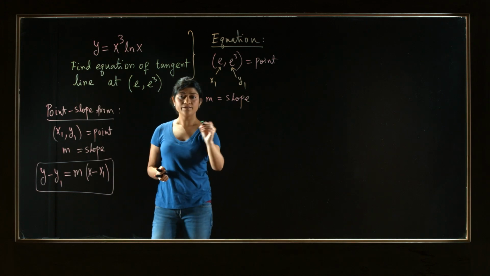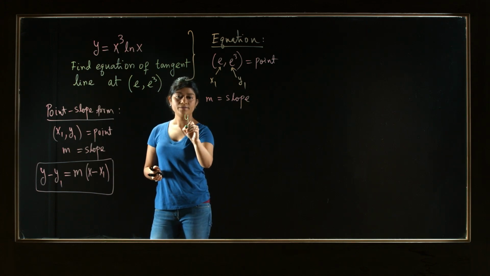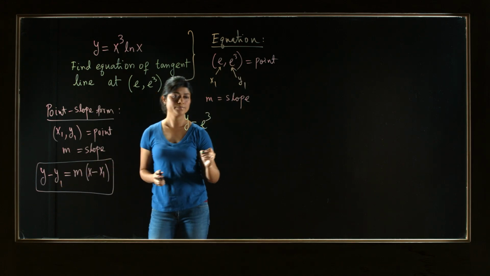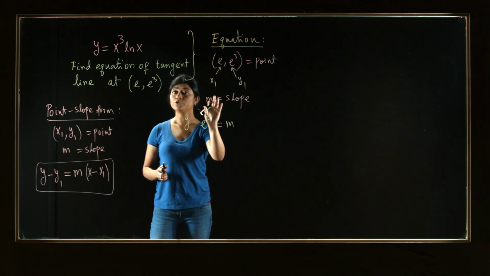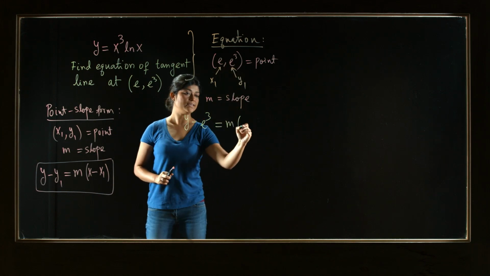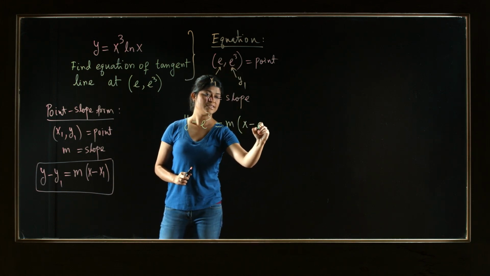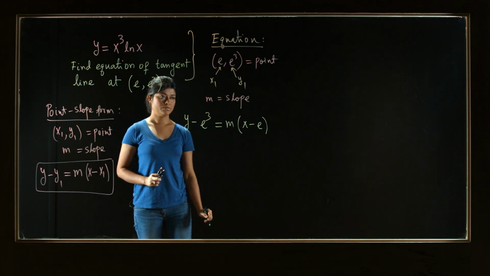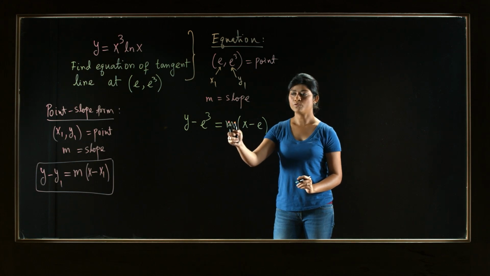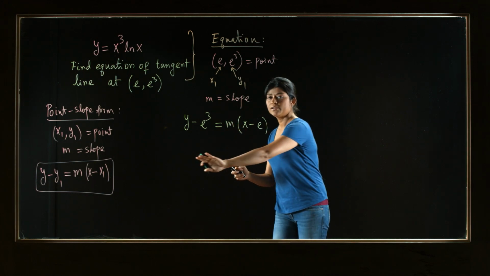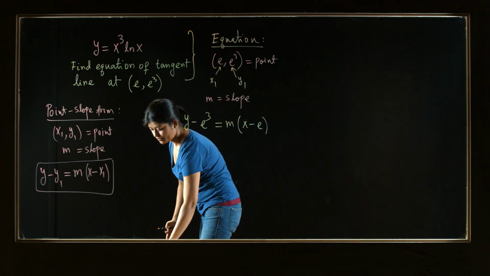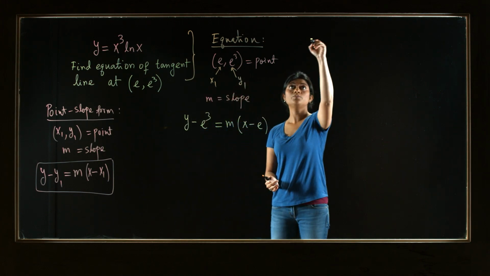So what is the equation then? The equation will be y minus y1, and y1 is e cubed, so y minus e cubed, equal to m, which we don't know yet, times x minus x1, and x1 is e, so it will be x minus e. Now, all we need to do is figure out m. Once we do that, we will plug m here and we can finish writing this equation. So let us compute the slope.